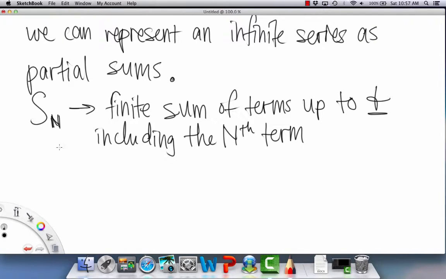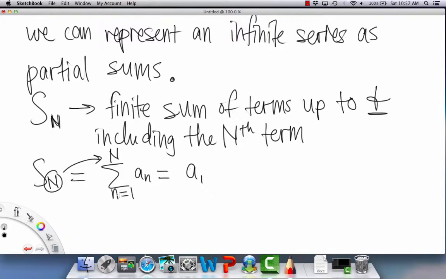So in this case, the formal equation would be partial sums equals the sum from little n equals 1 up to big N, because this is the same big N, of the sequence a sub n. This is our general term. This is going to equal a1, because we're starting at n equals 1, plus a2, plus a3, all the way up until we get to a sub big N, okay?